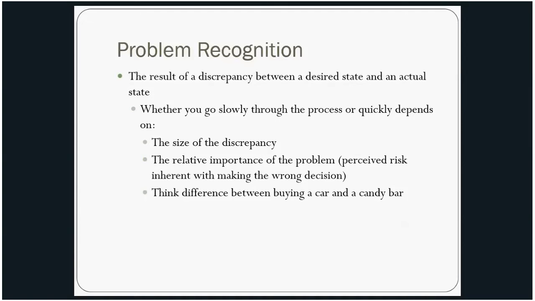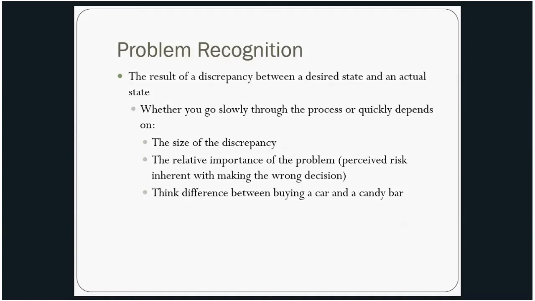When we go through the next 4 steps, we can either take them very slowly or go very quickly, depending on a couple of different areas. The size of the discrepancy. Is there a big difference between what we are and what we want to be? Will our solution solve it quickly? The relative importance of the problem. Perceived risk inherent with making the wrong decisions.